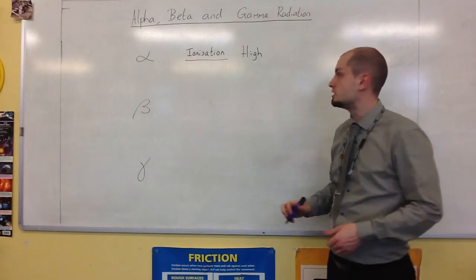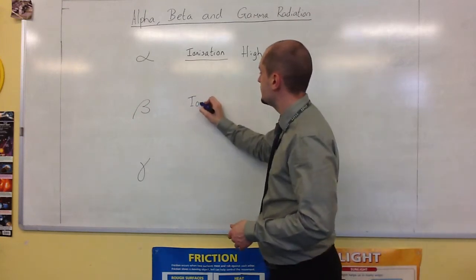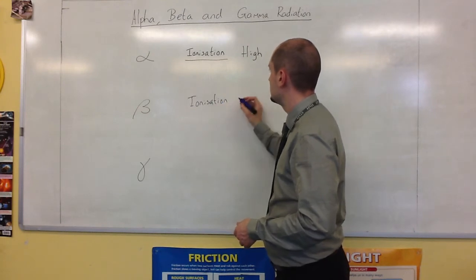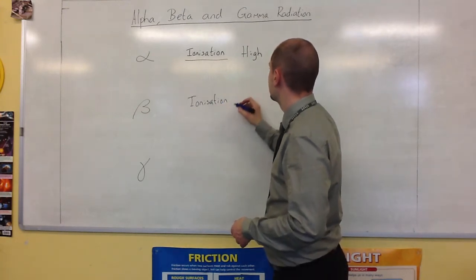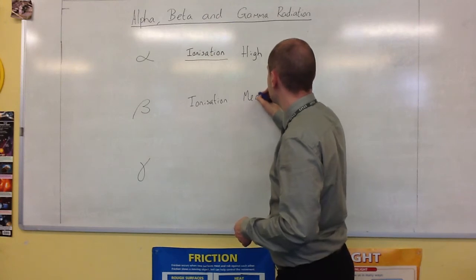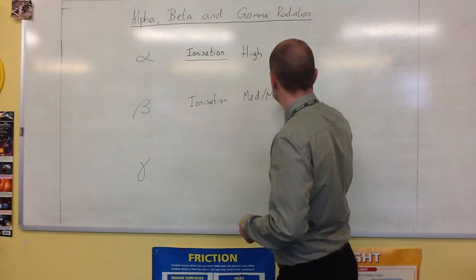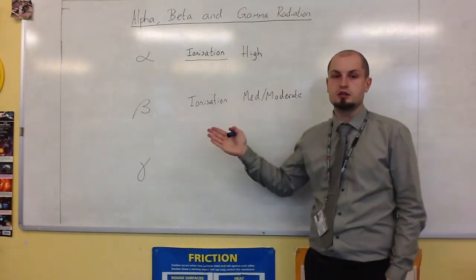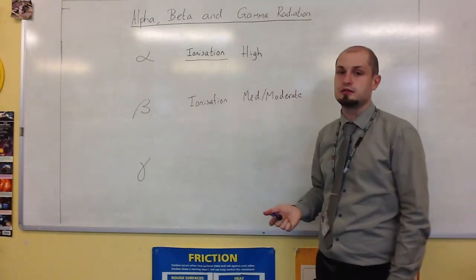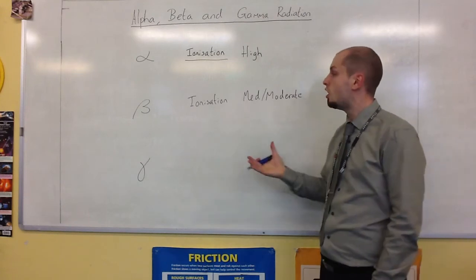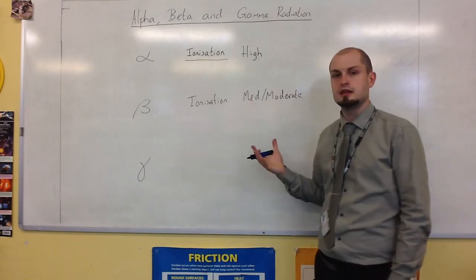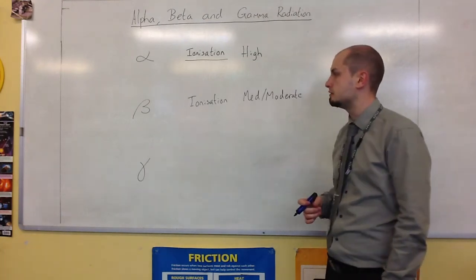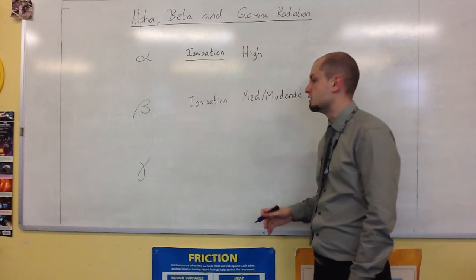Beta, because it's got a negative charge, its ionisation is fairly moderate. We say it's medium or moderate. That means that it's fairly good at ionising your cells. It's not quite as good as alpha though, but its range is greater. So all in all, beta is the most dangerous all around because it's quite ionising and it's got a better range than alpha. But if alpha gets into your body, you're stuck.